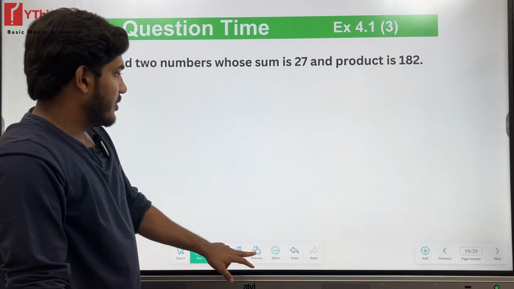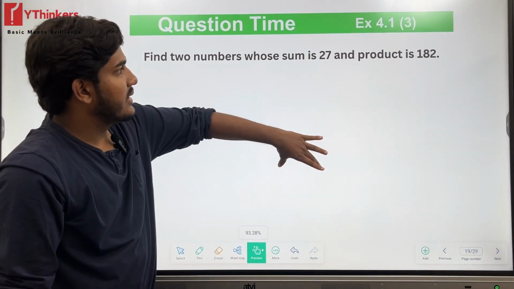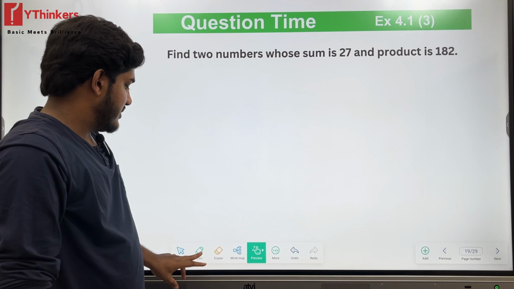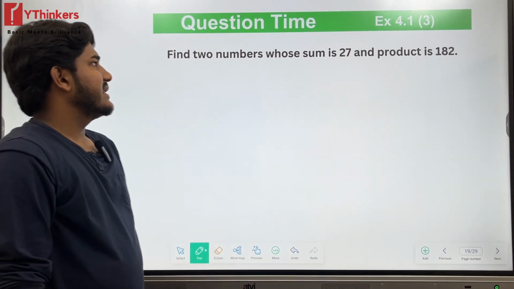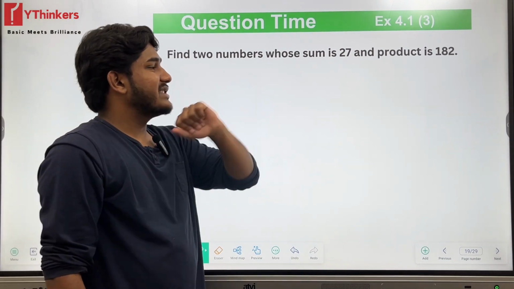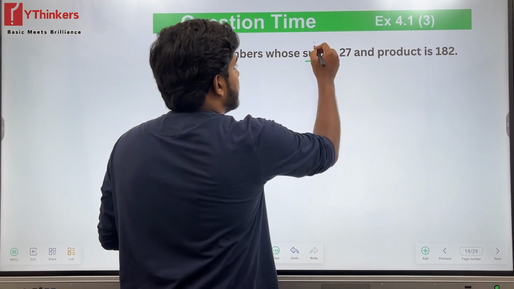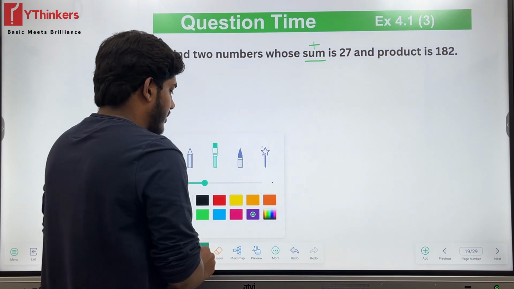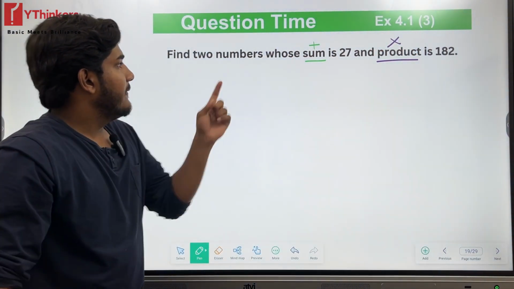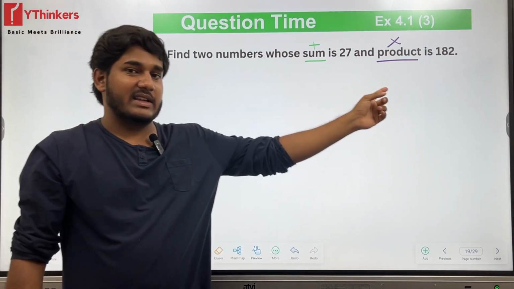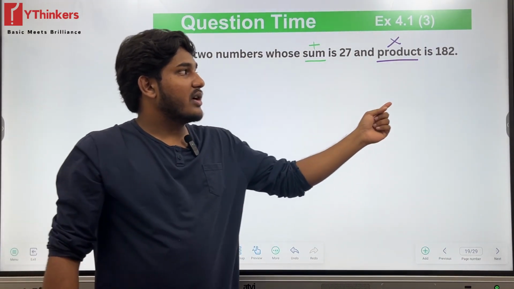This is a word problem. What I'll do is I'll keep it here. I need a bit more space to solve it. Okay, let's try to solve it. What does it say? Find two numbers. Okay, no problem. Whose sum? The moment sum comes, we should remember it is plus. Okay, the moment product comes, we should know it is multiplication. Okay, find two numbers whose sum is 27. Okay, no problem. And product is 182.